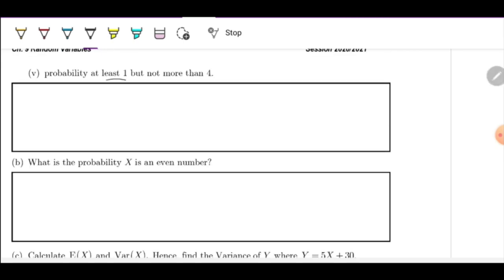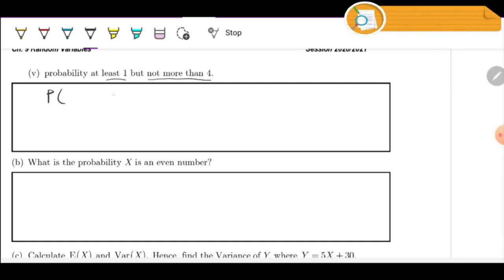Find the probability of at least 1 but not more than 4. At least 1 means it must be greater than or equal to 1. More than 4 uses the symbol greater than 4, but not more than 4, the symbol is reversed and includes 4.